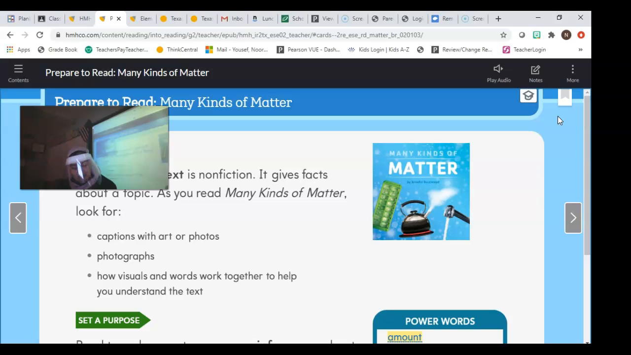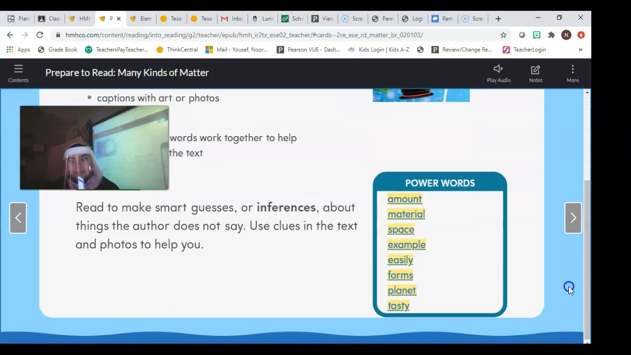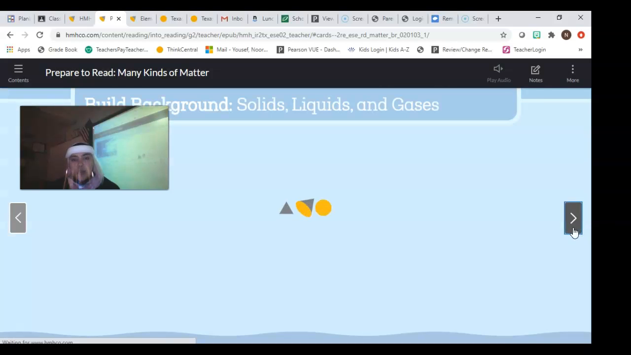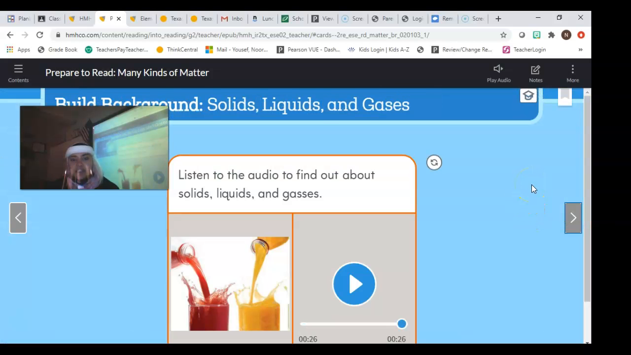Okay, so again, it's nonfiction. It gives you many facts. As we read the story today, we're really going to focus on captions with art or photos. We're going to focus on photographs, and on how visuals and words work together to help you understand what you're reading. Page 122.